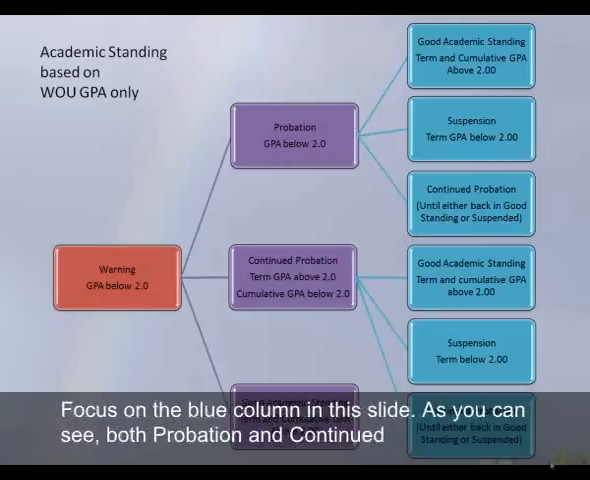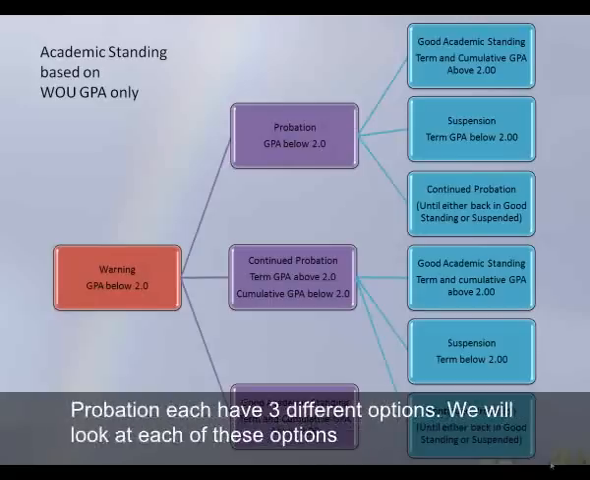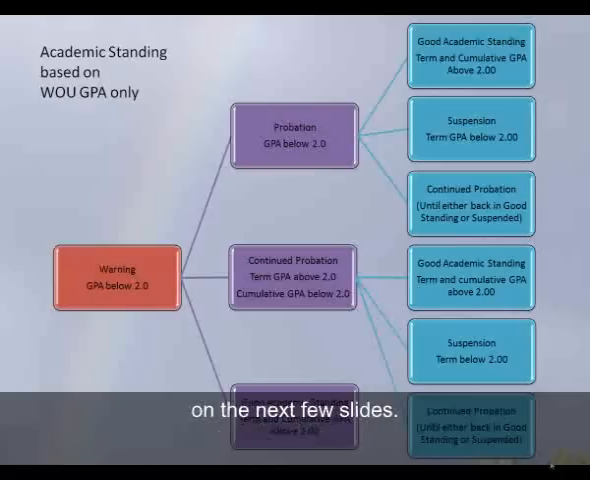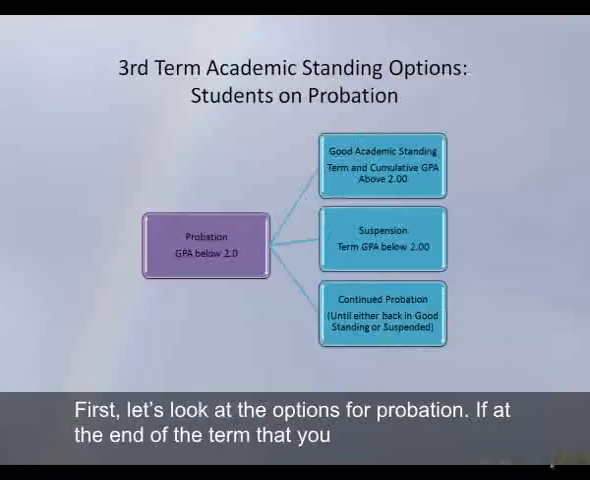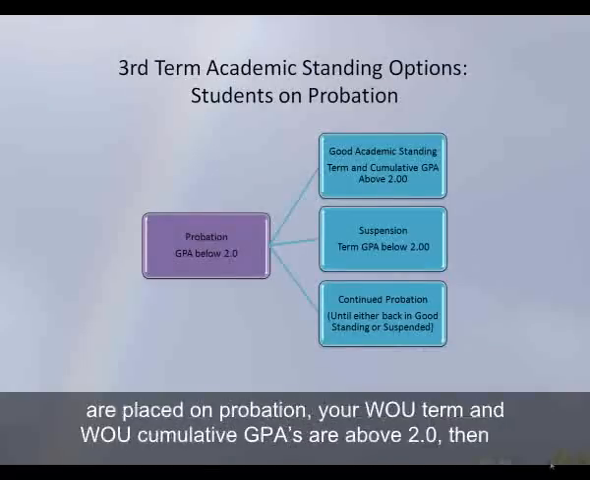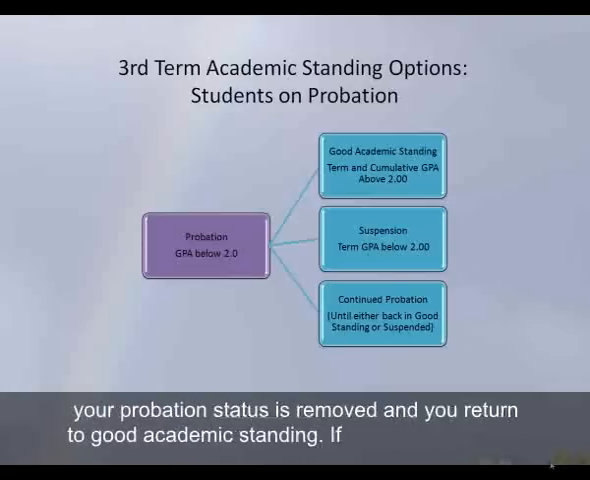Focus on the blue column in this slide. As you can see, both probation and continued probation have 3 different options. We will look at each of these options on the next few slides. First, let's look at the options for probation. If at the end of the term that you are placed on probation, your WU term and WU cumulative GPAs are above 2.0, then your probation status is removed and you return to good academic standing.